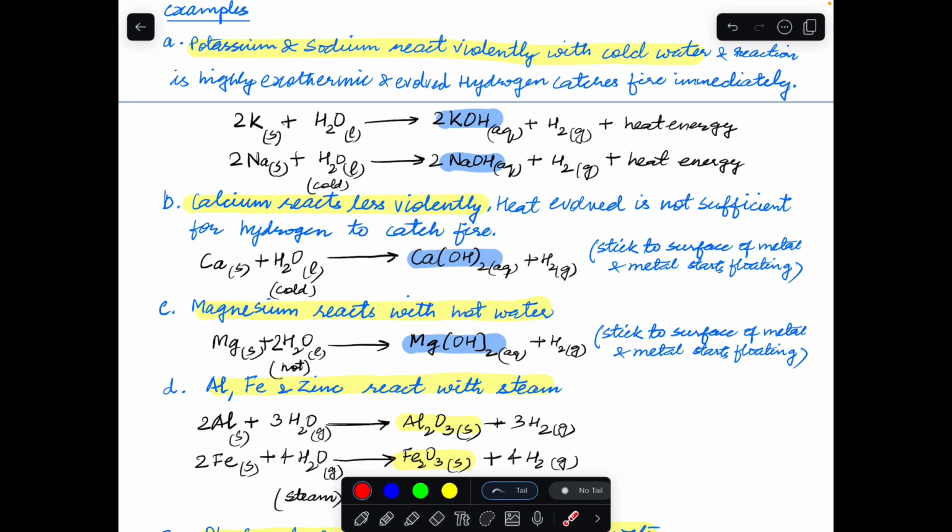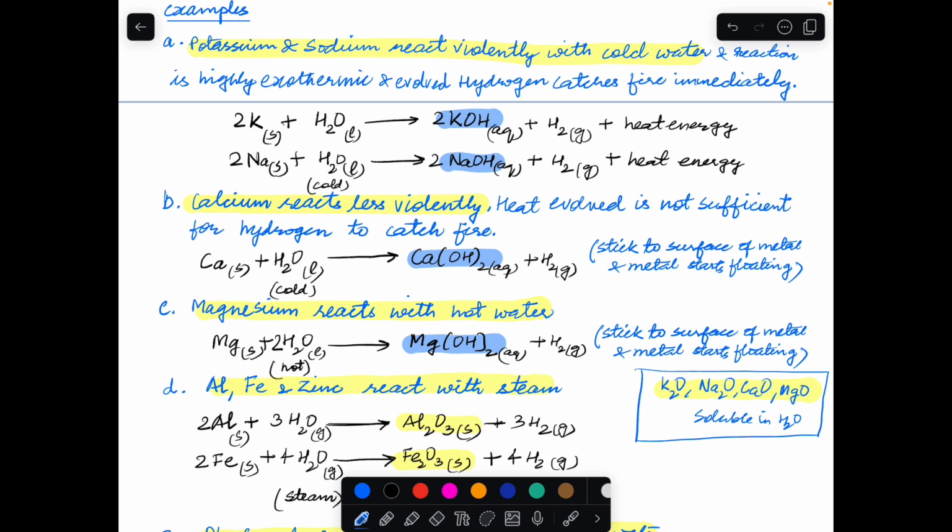So out of these, I have shown you here four equations. What idea have you got from these four? In the case of potassium, we get potassium oxide. In the case of sodium, we get sodium oxide. In the case of calcium, we get calcium oxide. And in the case of magnesium, we get magnesium oxide. So these are the oxides which are soluble in water. Therefore, we are showing here directly the formula of their hydroxide. We are not writing the formula of the oxide.